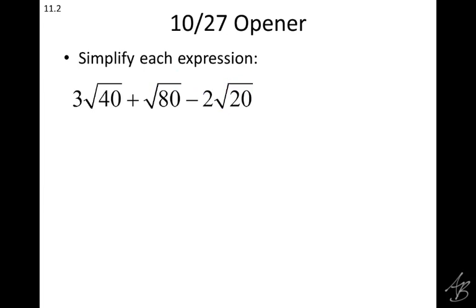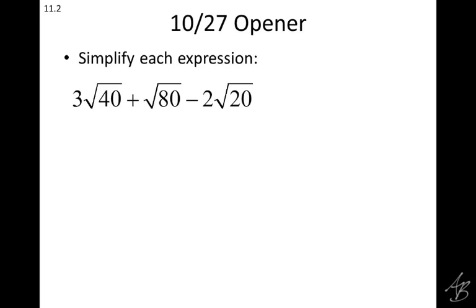Alright, how about this one? We're actually going to have to simplify these square roots before we can add or subtract them, right? So when we're adding and subtracting, remember, we can only combine them if they're like terms. So we can't put them all together in one square root like we've been doing with multiplication. We need to keep them separate unless they're like terms.